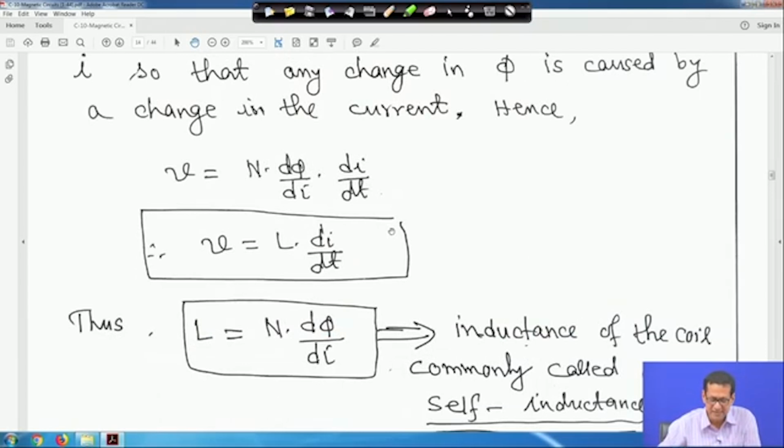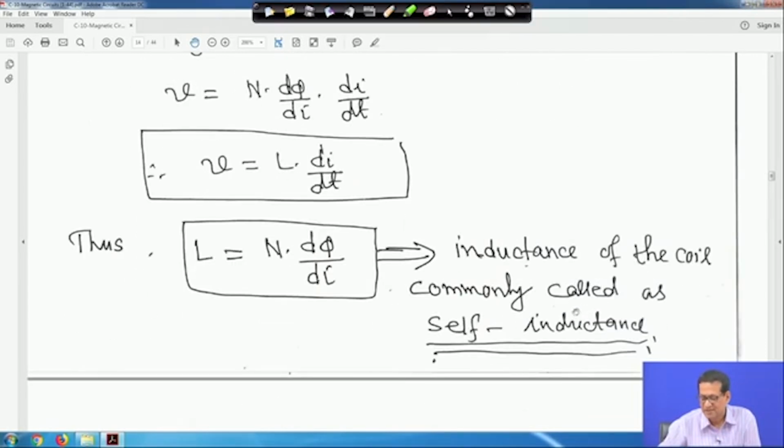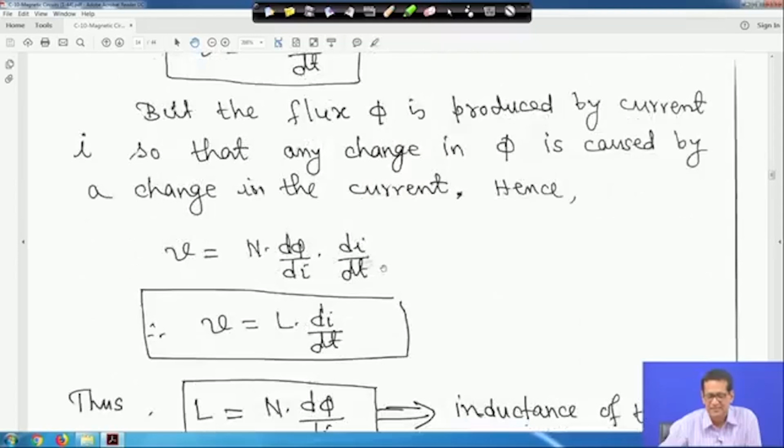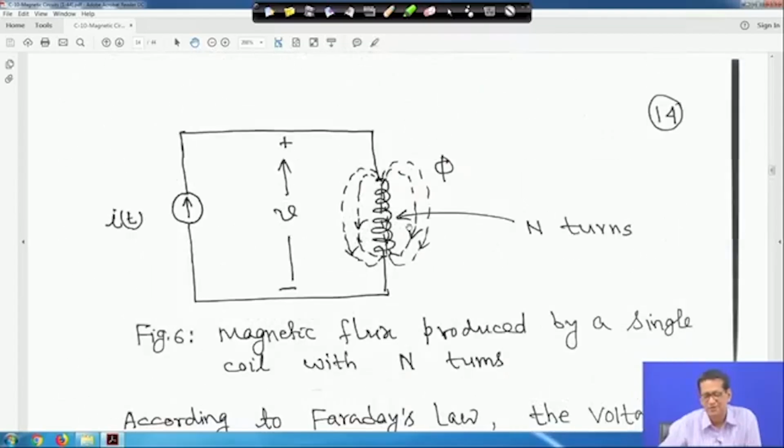That means V is equal to L, and L is equal to N into d phi. So the inductance of the coil is commonly called self inductance. This is actually self inductance for this kind of coil, and in here there is no other coil in the vicinity of this.